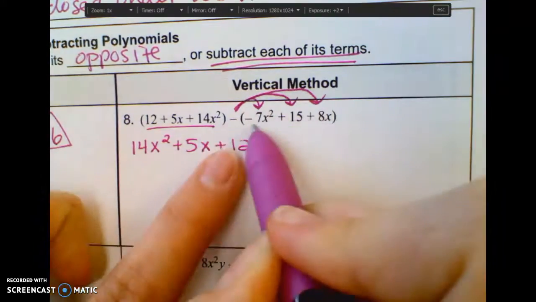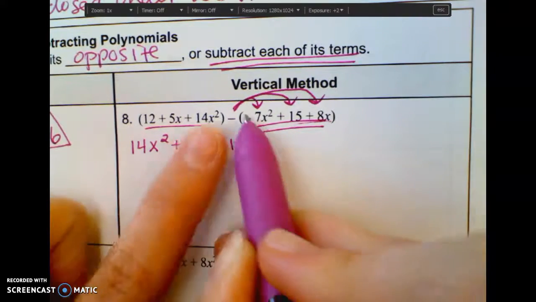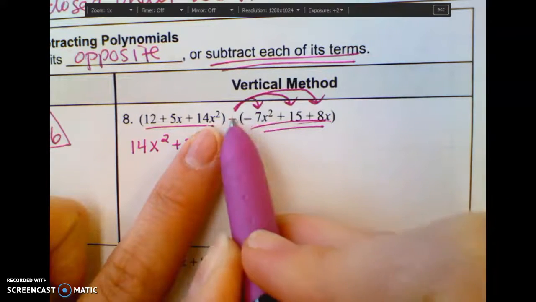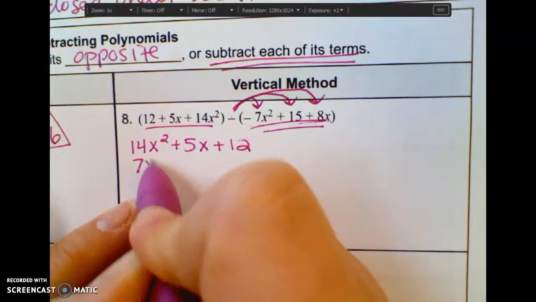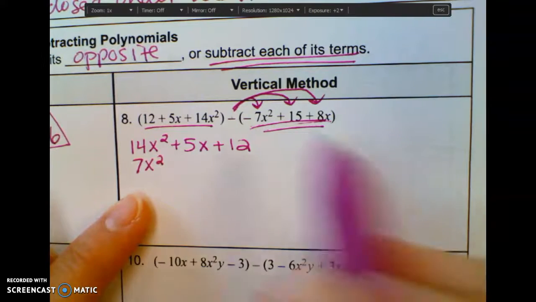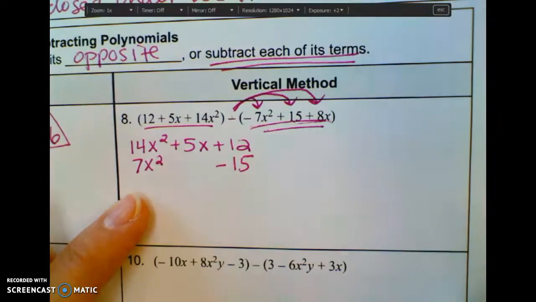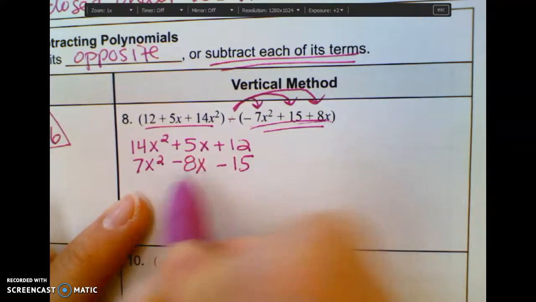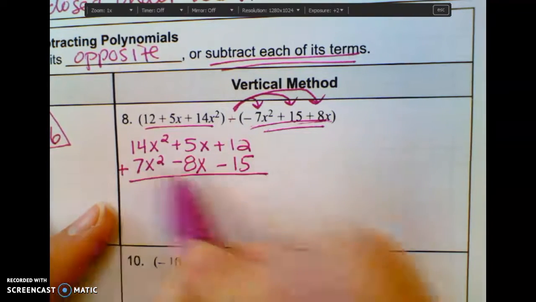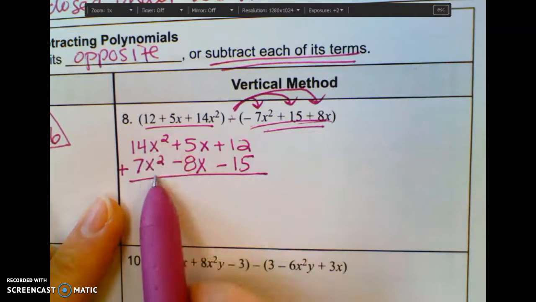Now when we bring all of these and write them lined up below, we need to go ahead and distribute. So negative times a negative 7x squared is going to give me a positive 7x squared. Negative times 15 is going to give me a negative 15. And negative times 8x is going to give me a negative 8x. So now we can add these together. Once we've gotten rid of the subtraction, we can just add them.